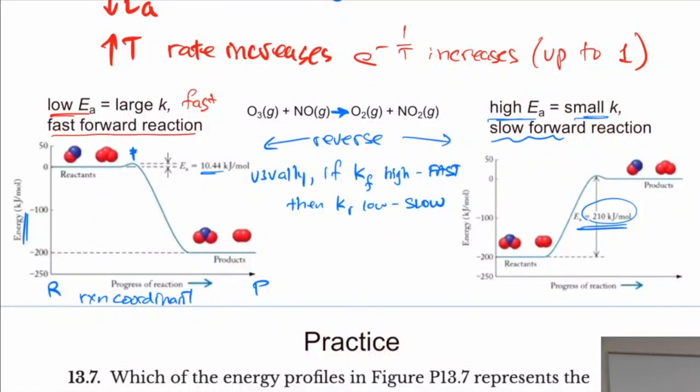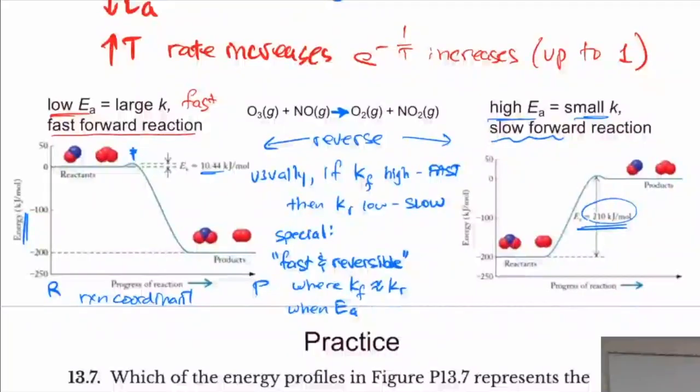One's not high, and therefore the reverse isn't low. They're both very, very similar. So I'm going to call this a special case. That's called fast and reversible. Right? This is where the K for the forward reaction is very, very close to the K of the reverse reaction. This also happens when the activation energy for both is very, very low.